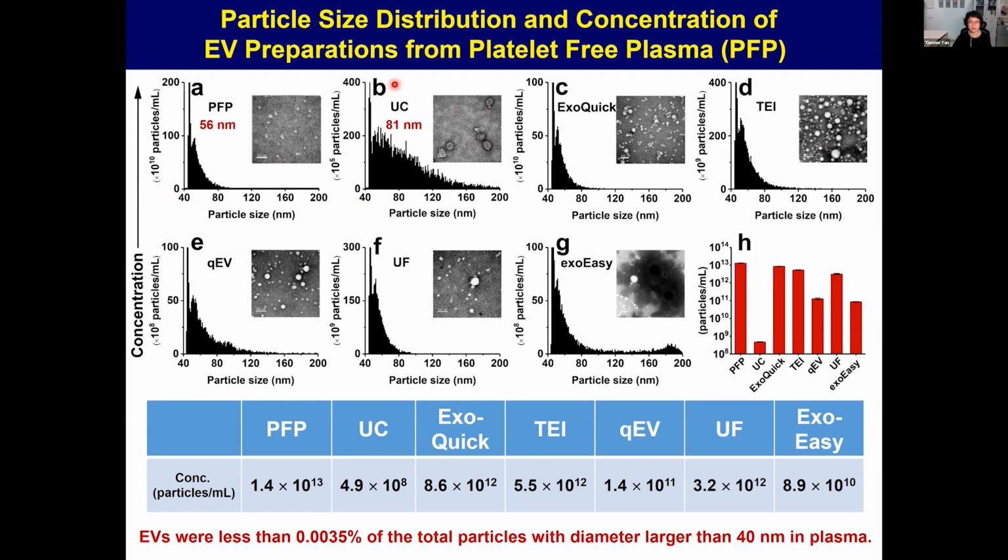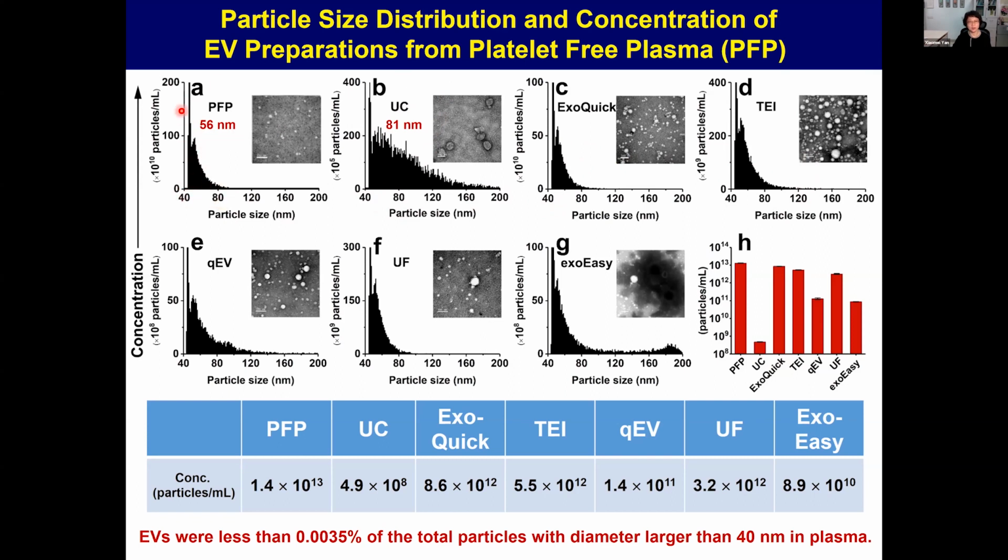But for the EV preparations isolated from PFP by ultracentrifugation, we can see the particles cover a large size range from 40 nanometers to 200 nanometers, and the median value was around 81 nanometers. But for the EV preparations isolated with the other kits, you can see the shape of the distribution more or less closely resembles the PFP.